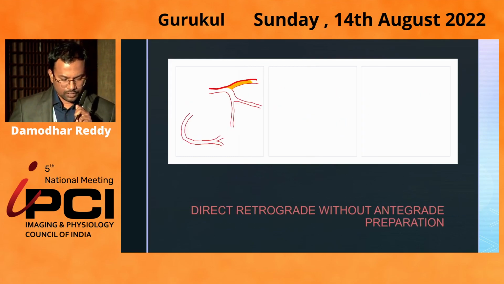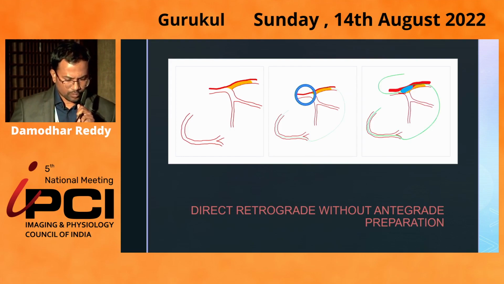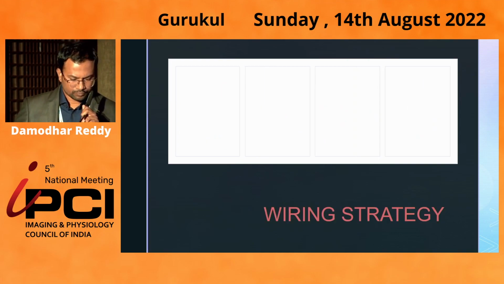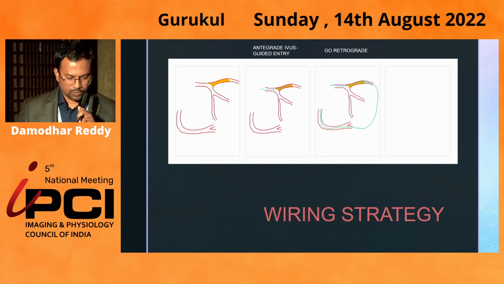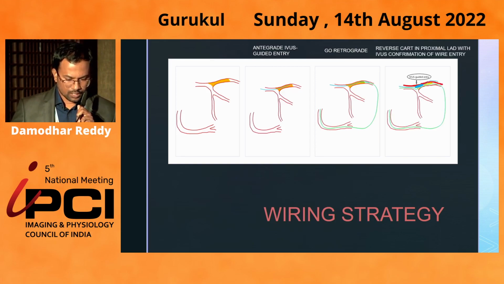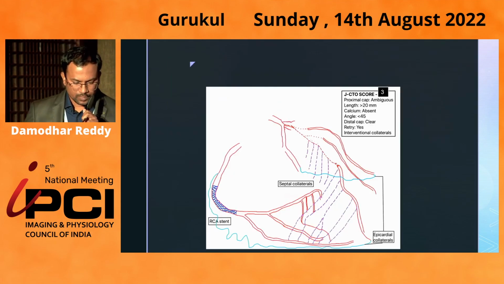And if you go directly with retrograde and without IVUS guidance, what are the possible things to happen? Same thing: if you go retrogradely, you may enter the subintimal space, and if you balloon it, again, you can compromise the LCX ostium. So our wiring strategy was to take an IVUS-guided entry and do a reverse CART. That was our plan before entering the case.